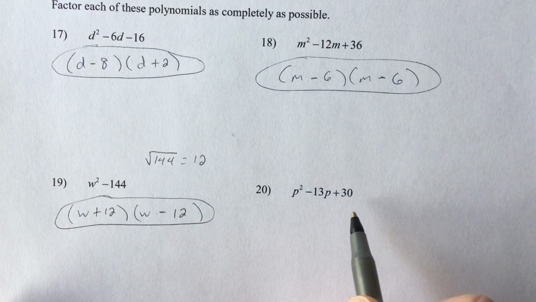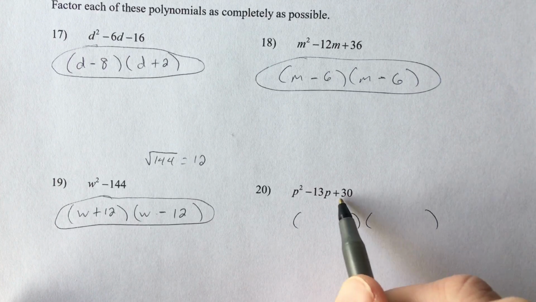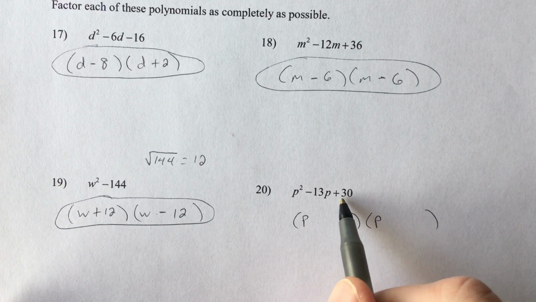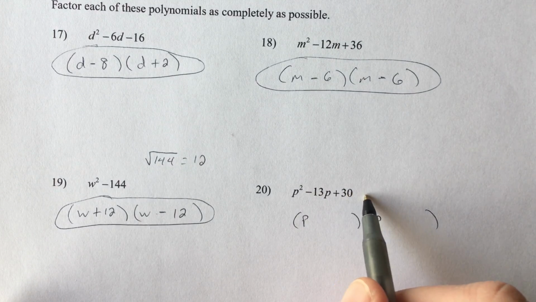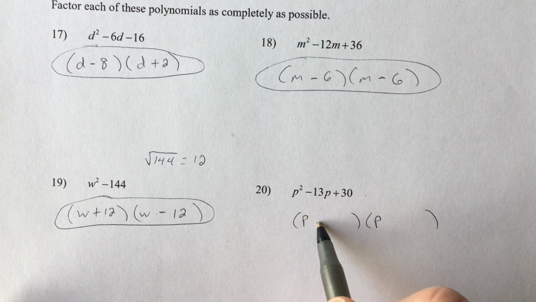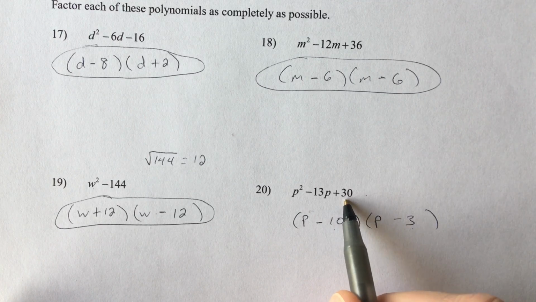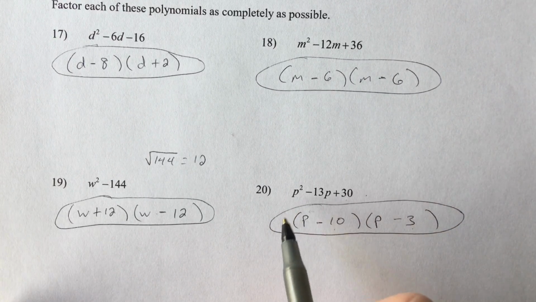Okay. Last one here, we want to find two numbers that multiply to equal 30 and add to equal negative 13. So you think about it, they're going to both have to be negative in order to make that happen. So negative 30 and negative 1 isn't going to work, but negative 10 and negative 3 will. Negative 10 times negative 3 is 30. Negative 10 plus negative 3 is negative 13. And there's our answer.